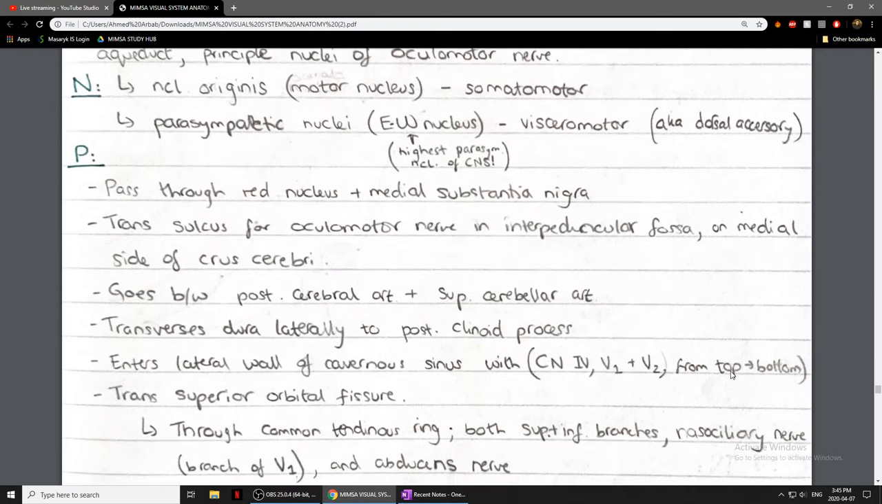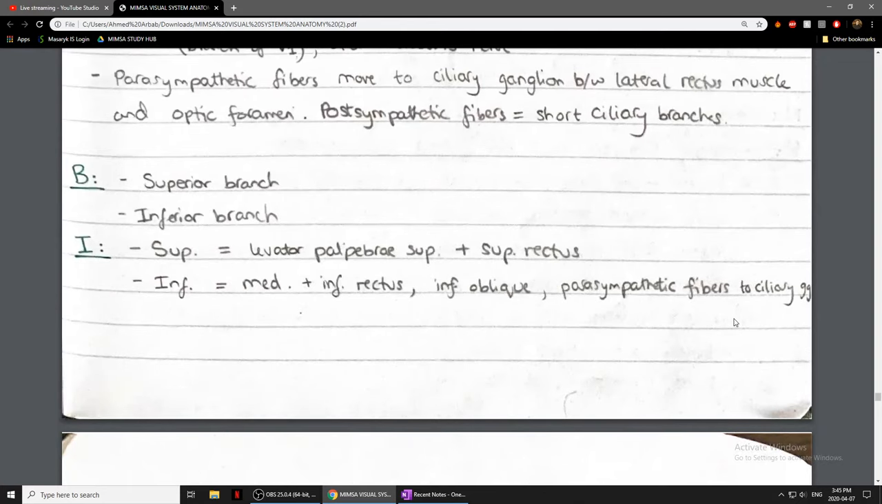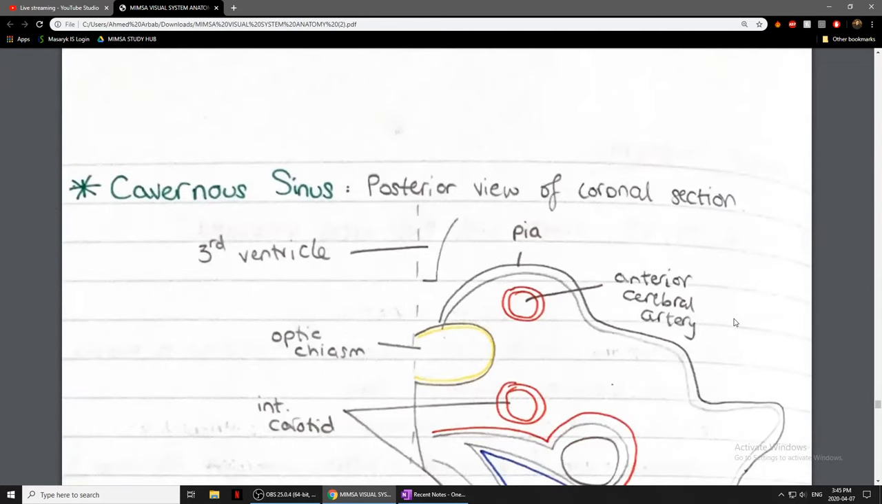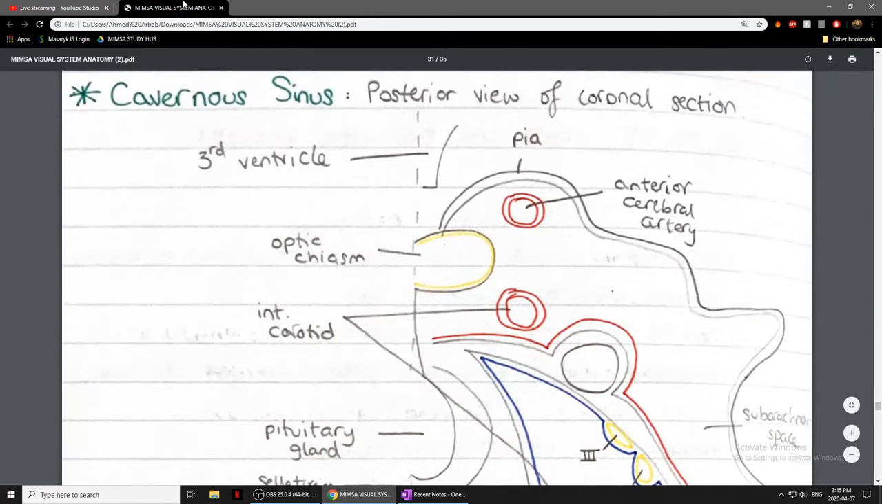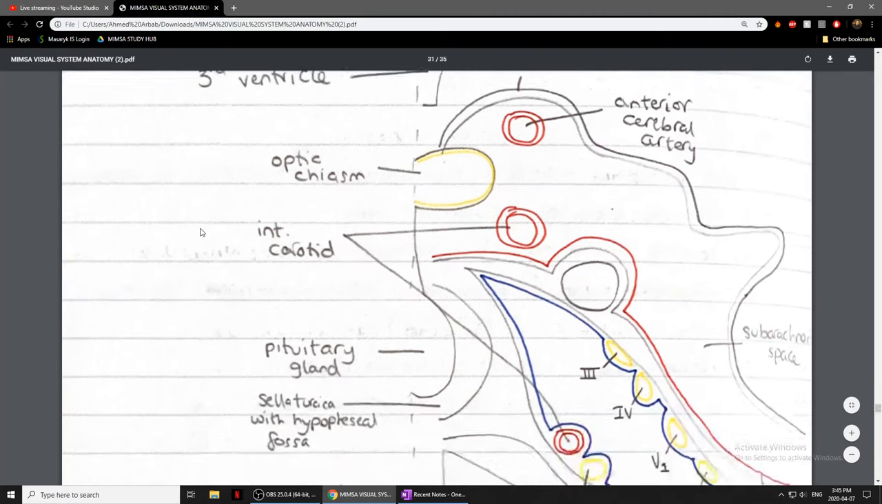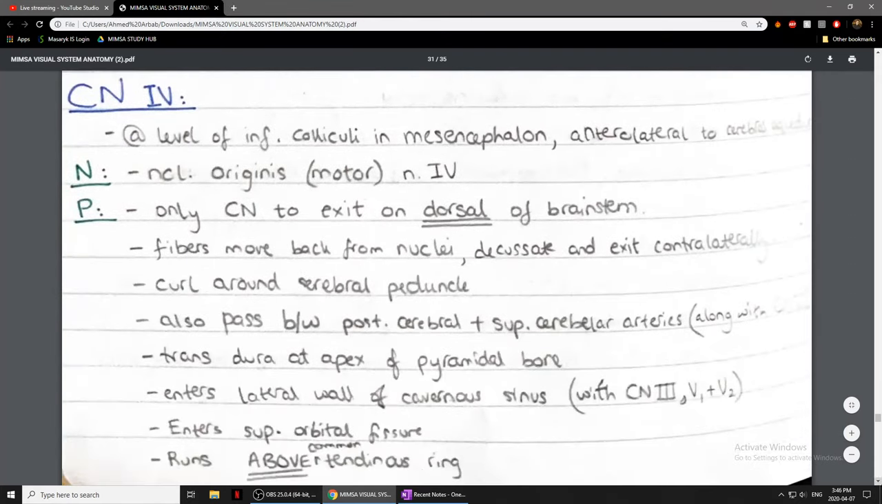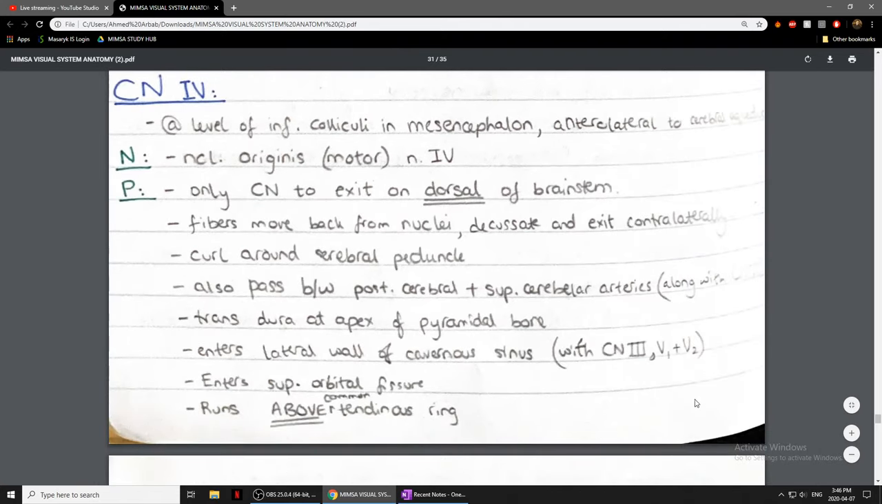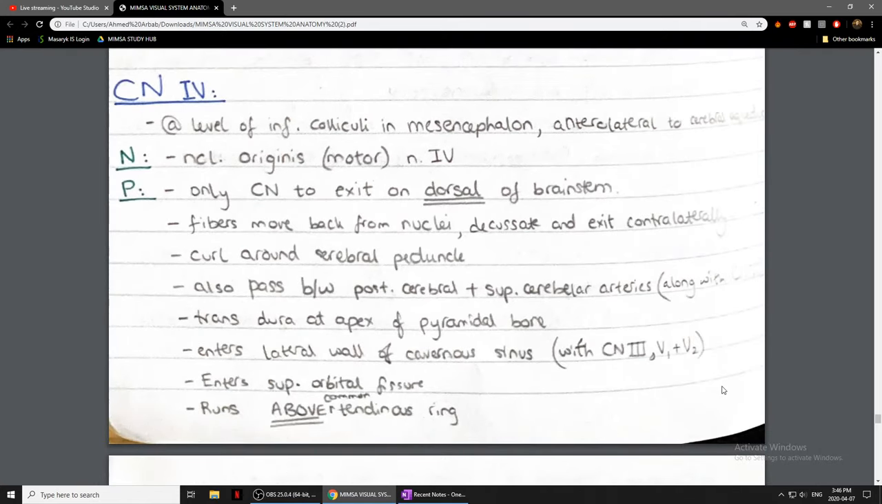Right, so I guess we're done with the oculomotor nerve. It's not a bad cranial nerve, definitely. So next we can talk about cranial nerve 4, also known as the trochlear nerve. This is very easy, one of the few very easy cranial nerves.